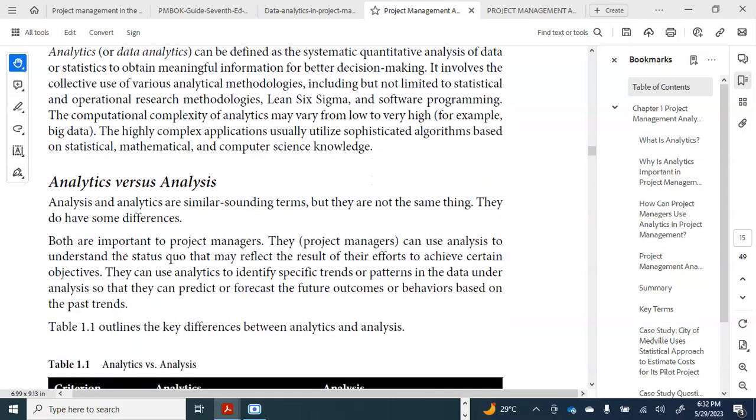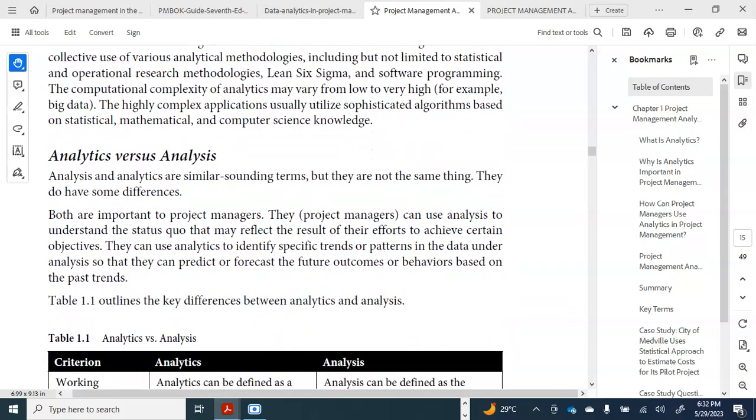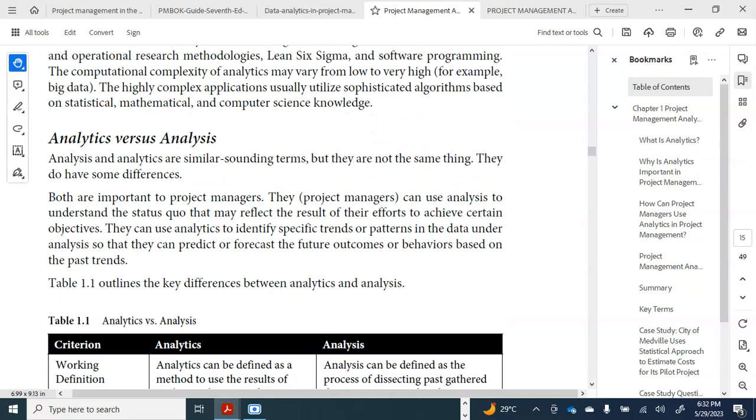So, moving ahead: analytics versus analysis. Take note of this. Analysis and analytics are similar sounding terms, but they are not the same thing. They are two different things. Both are important to project managers. The project manager can use analysis to understand the status quo that may reflect the results of their efforts to achieve certain objectives.